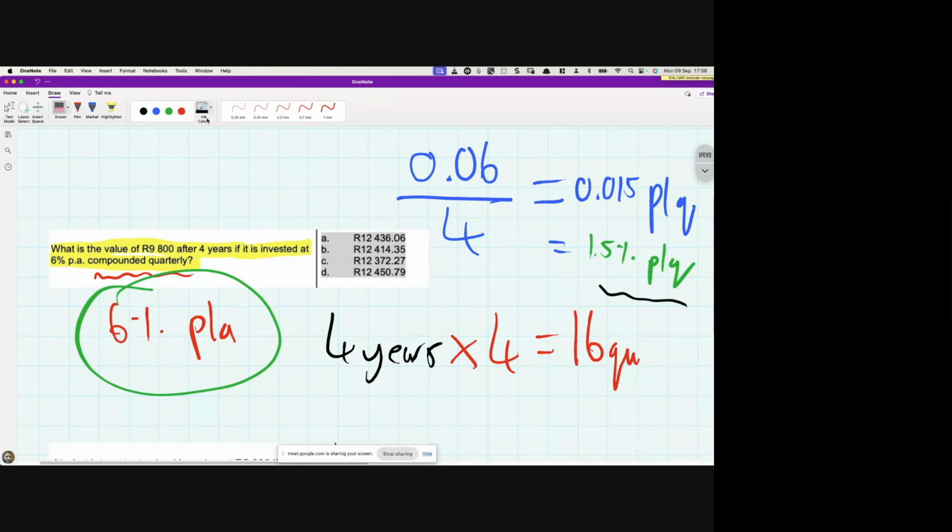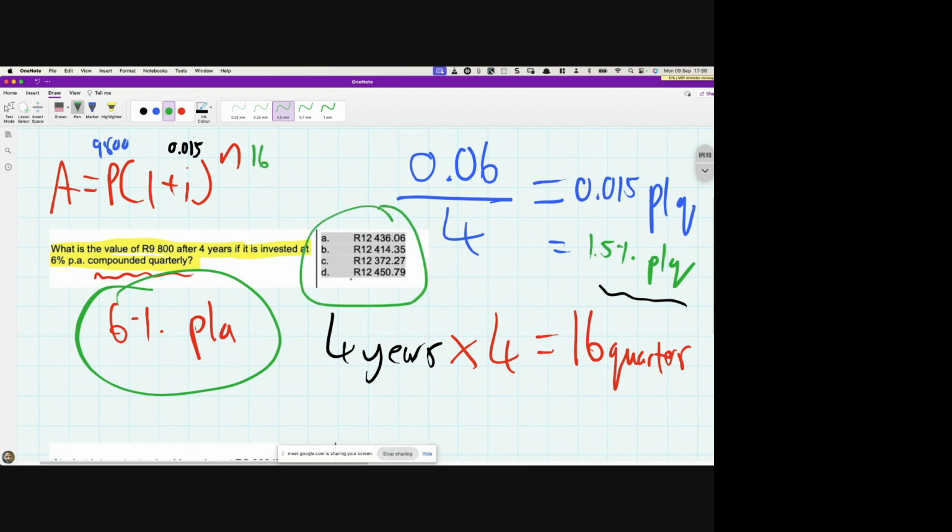Okay, now here is the real finish of today's lesson. You are going to use the compound growth formula, but you are going to put 9,800 over here, but where it says interest rate, you are going to put the quarterly interest rate. So you are going to put 0.015, and where the N is, you're not going to put years, you're going to put quarters, which is 16. And then I want you to tell me which of these 4 options would you choose.